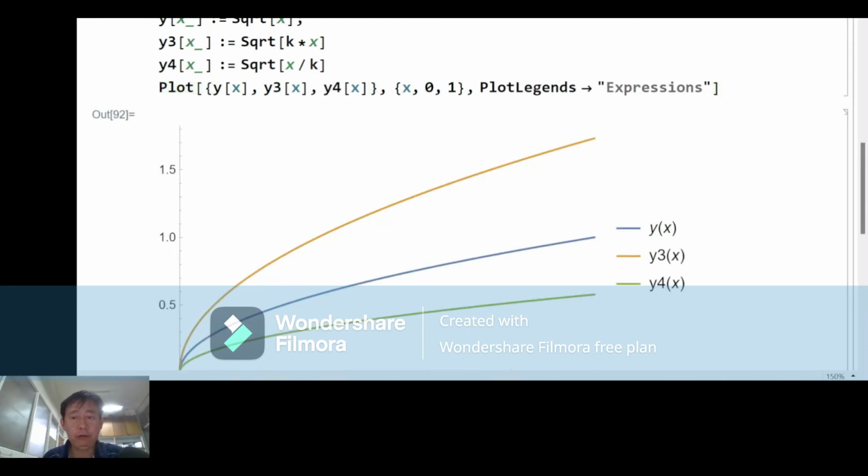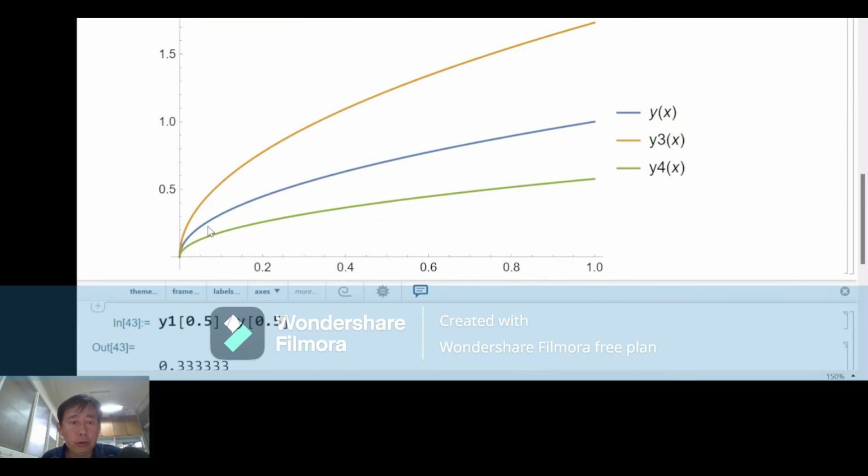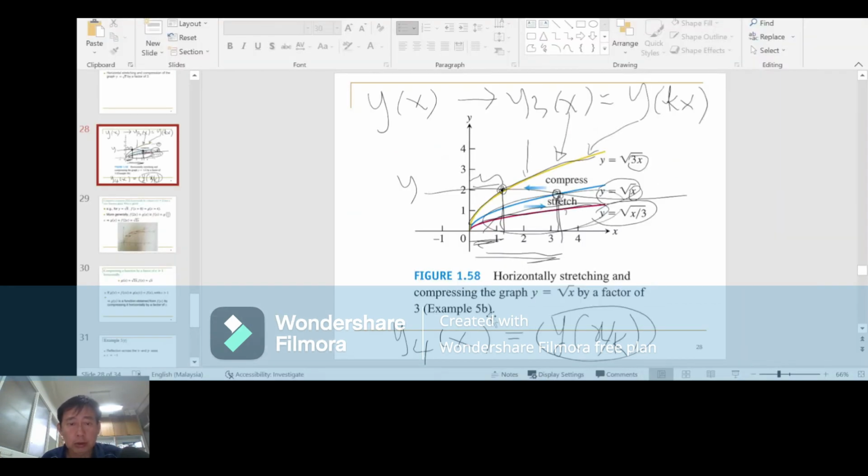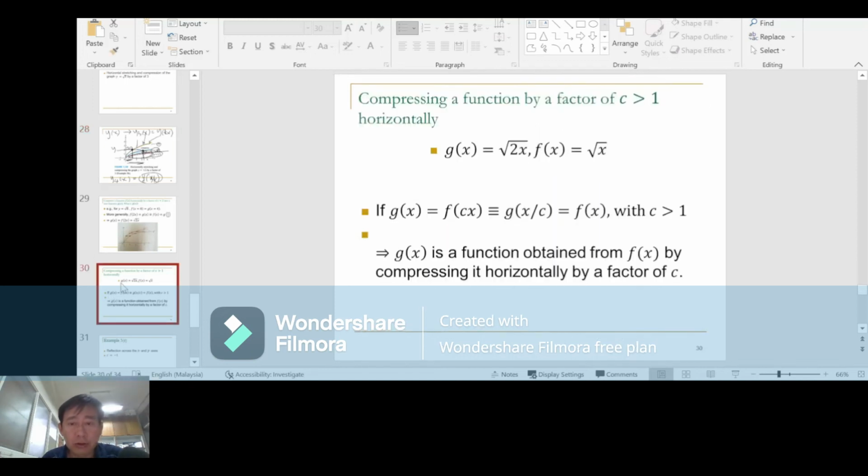Okay, so I have three functions: the original function y, the horizontally compressed function y3 lying on the left of y, and the horizontally stretched function y4, which is lying on the right hand side of y. So that finishes our discussion on the compression and stretching of a function along the horizontal direction.